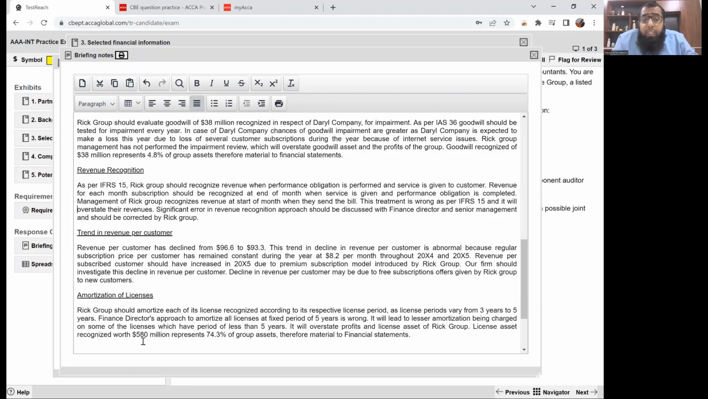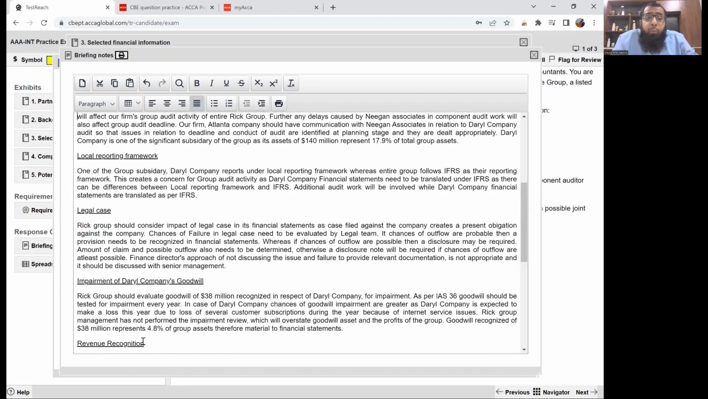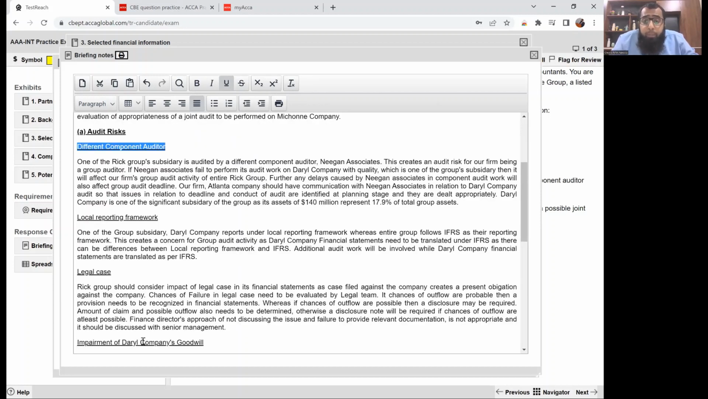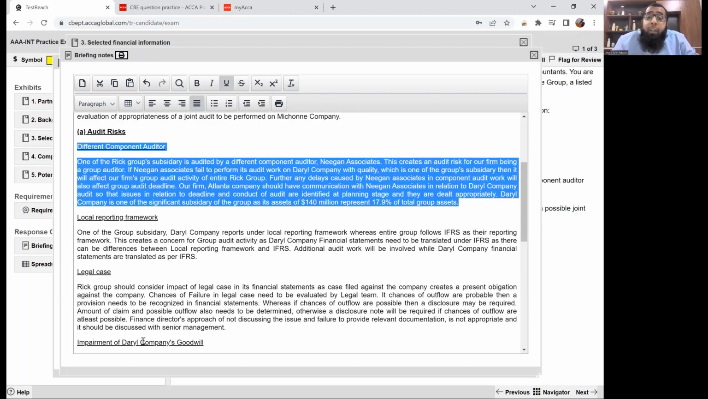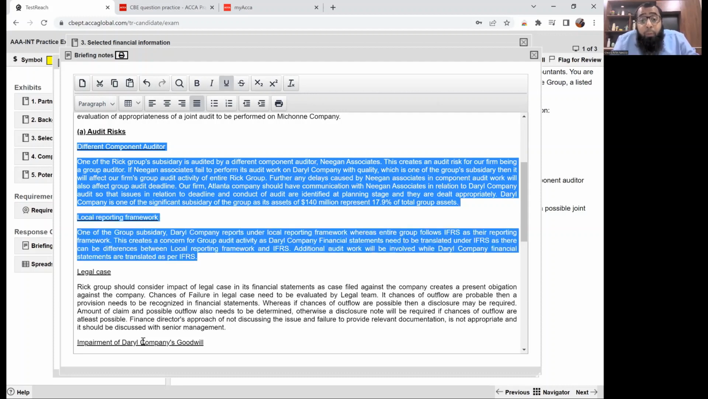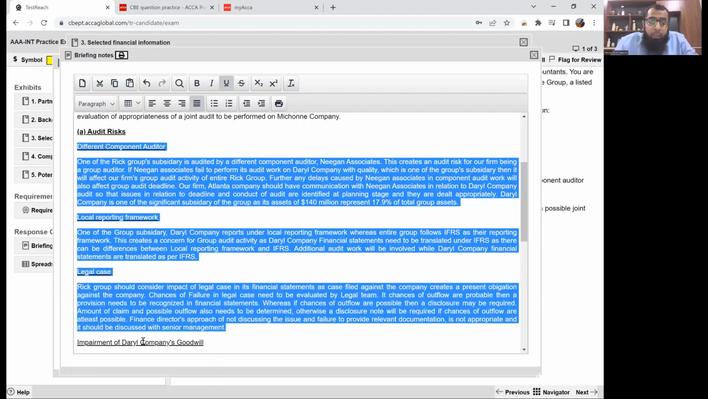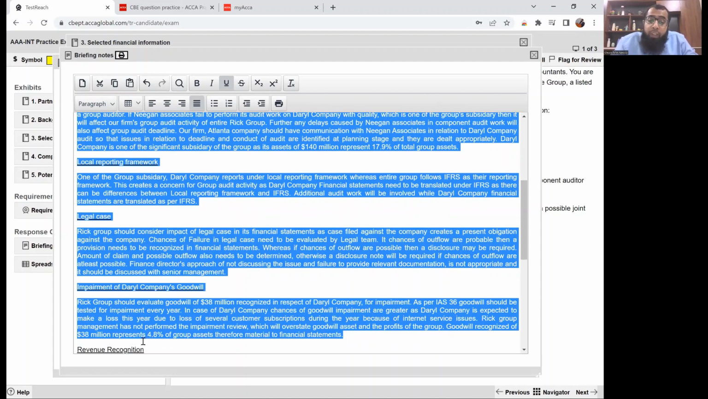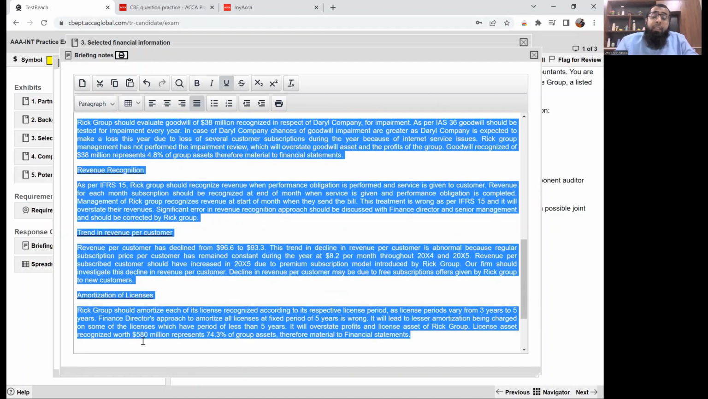So if you look at the question till now, the first risk was of different component auditor, that one of the group subsidiary Darrell Associate was audited by a different company. Then there was the issue of local reporting framework, that Darrell company follows local framework. Now there can be issues like the local framework may have different estimation techniques or different recognition techniques. So we have to translate the entire FS. Then there was legal case issue, then impairment. The 5th one was revenue recognition, the 6th one was strand, and the 7th one was amortization of license.